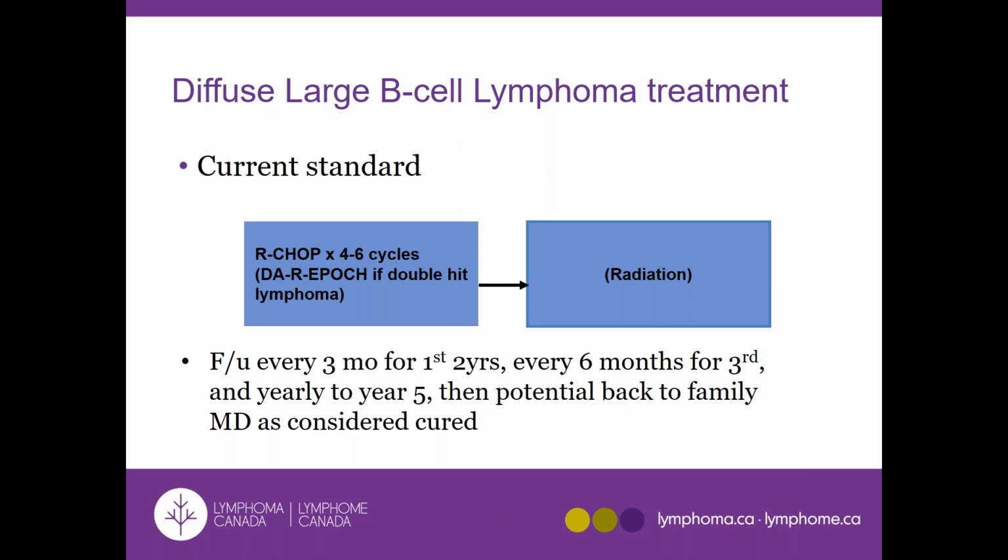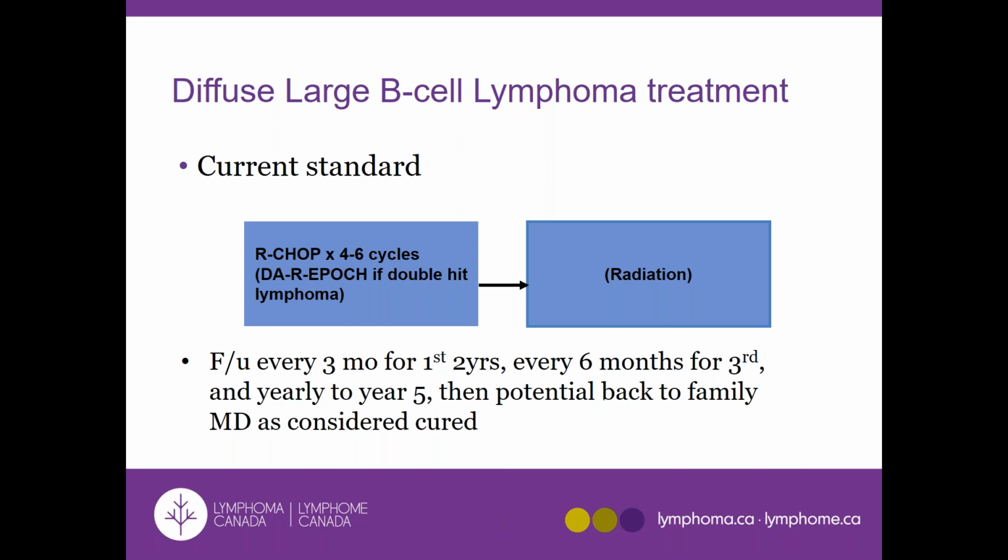For double hit lymphoma, often we think about giving a more intensive or a bit of a different chemotherapy recipe called dose-adjusted R-EPOCH, which is still a bunch of intravenous drugs together, but given a little bit differently over 5 days rather than just 1 day. So again, having that information is important for choosing the treatment.